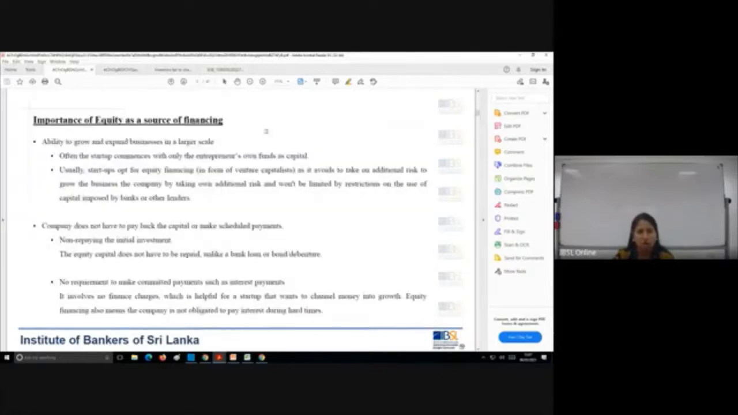Then we saw why equity, even though it is considered one of the costliest ways of financing, and for an investor one of the riskiest ways of investment, is still the preferred source of financing. And we saw why. The major reason is that using equity as a source of finance gives the company room to take additional risk. Now we know, higher the risk, higher the return.